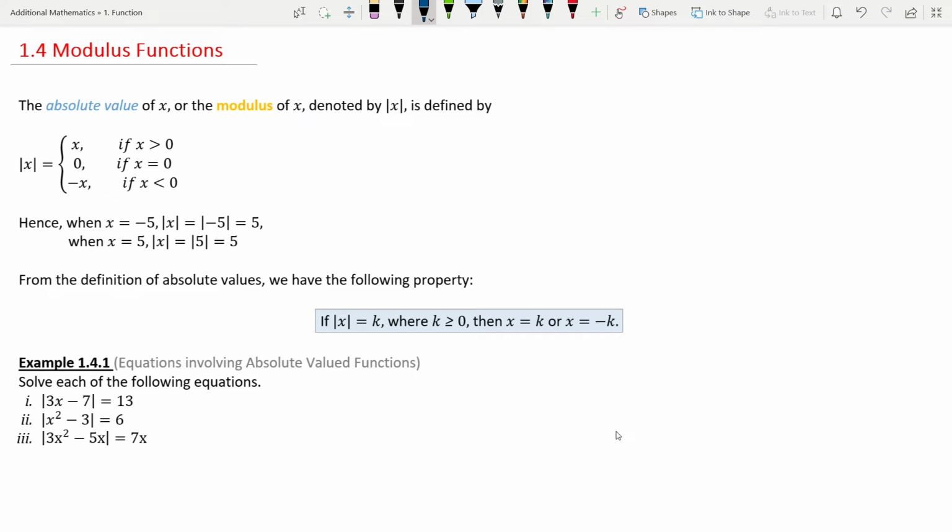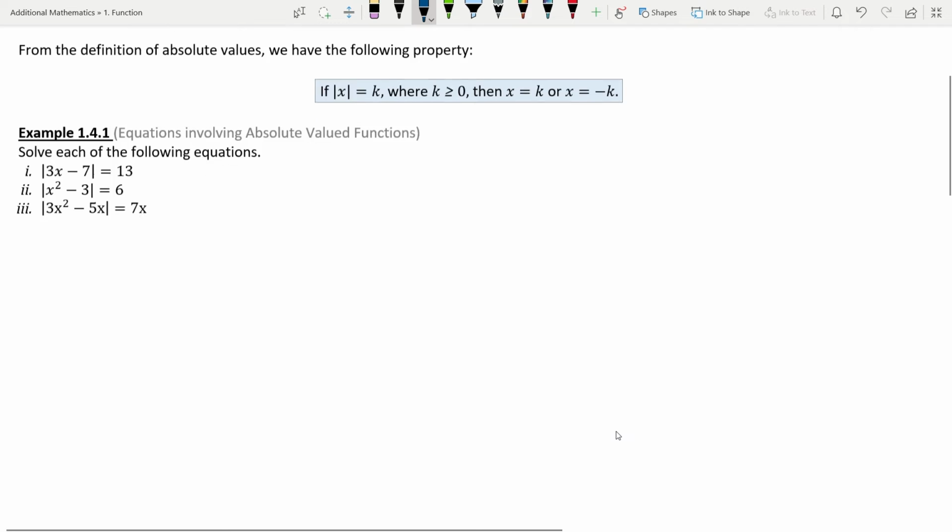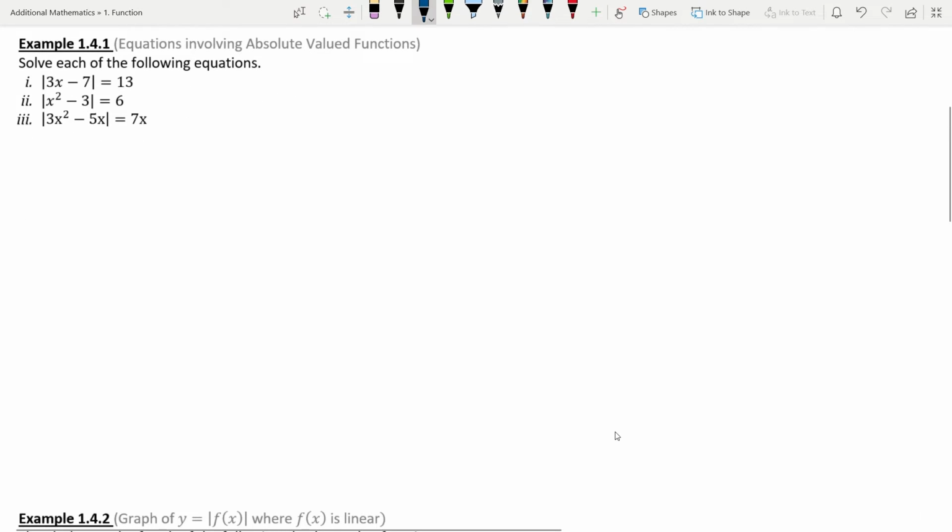From the definition of absolute values, we have the following property. If modulus x is equal to k, where k is greater than or equal to 0, then x is equal to k or x is equal to negative k. Let's look at example 1.4.1. Solve each of the following equations.